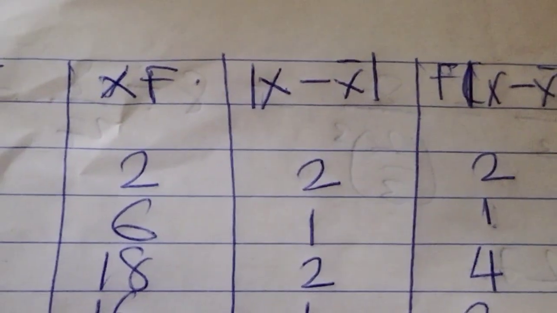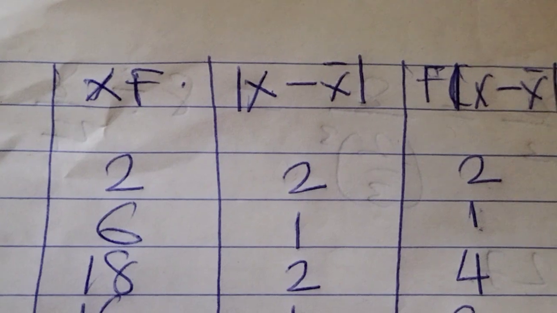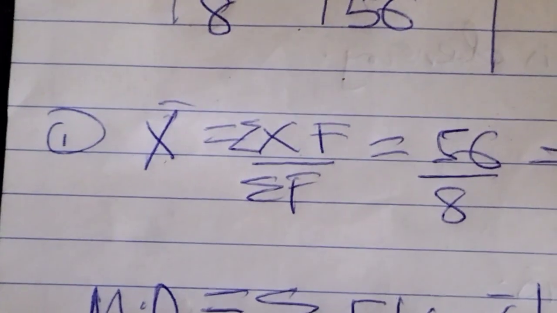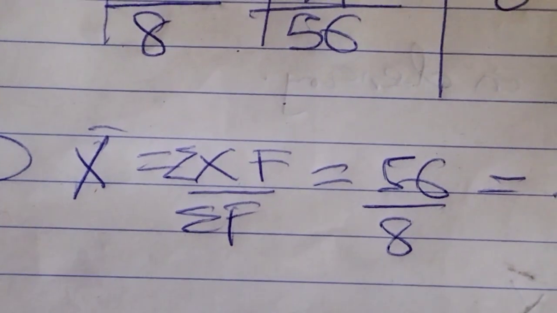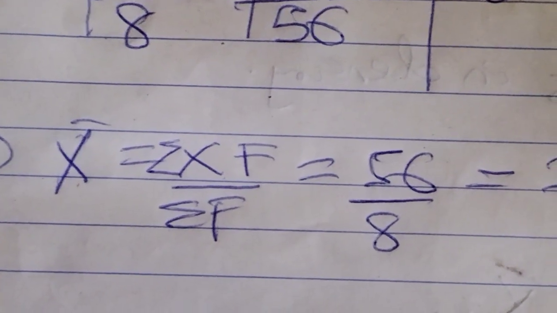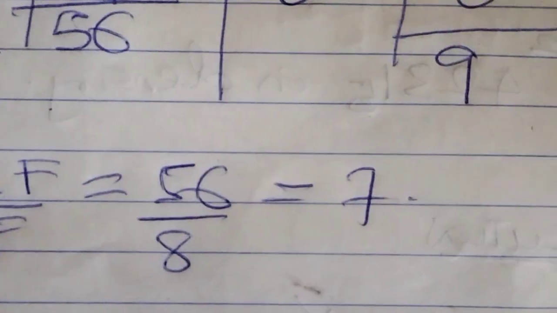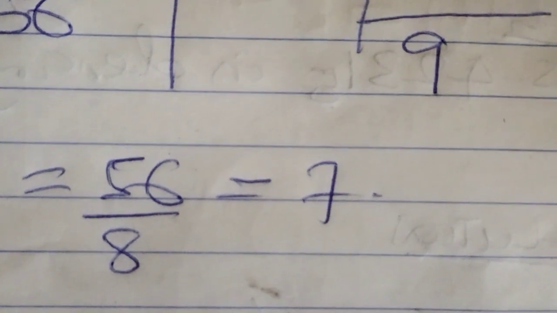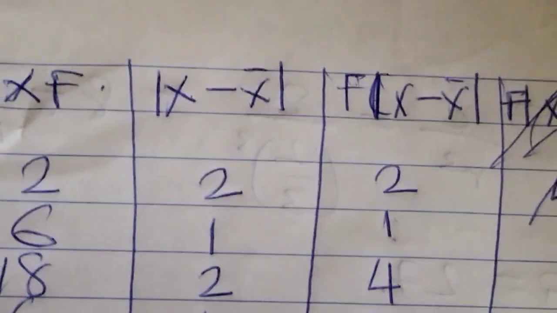The next column is S minus S bar. S bar is the mean. That means you have to find your mean first. That's part of question number 1. Mean is summation of SF, all over summation of F. That becomes 56 over 8. That gives you 7. So you get your mean. You now go back to the table.